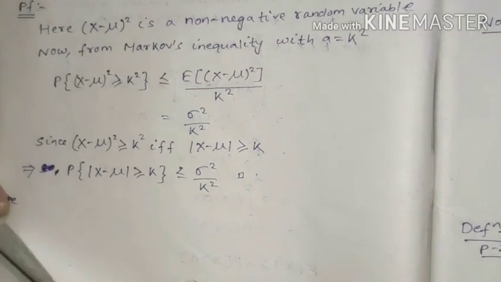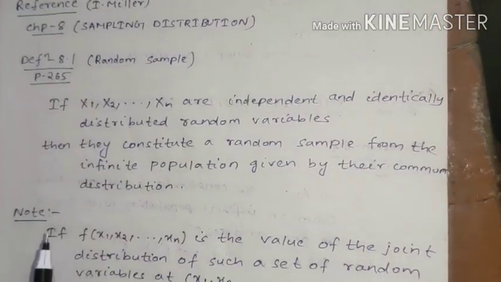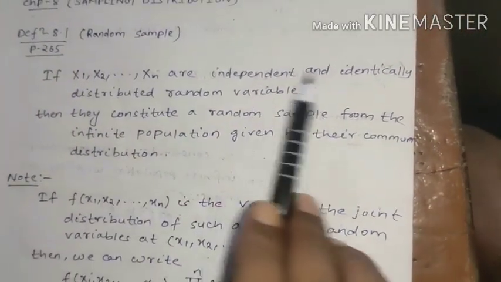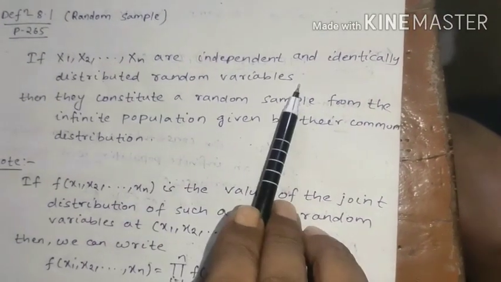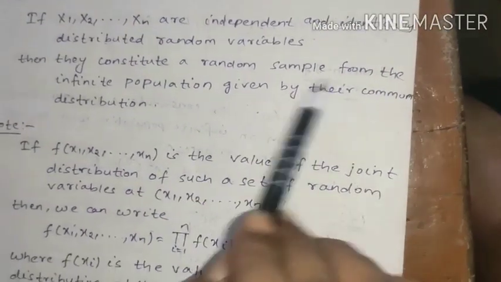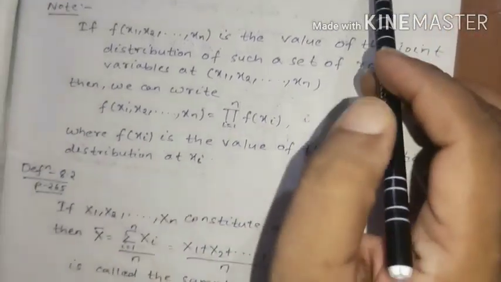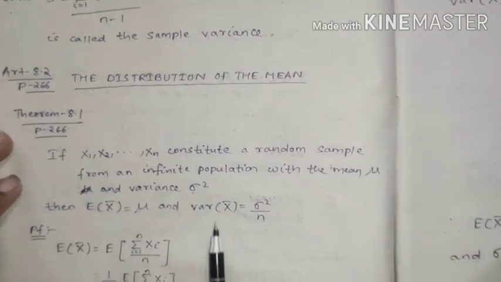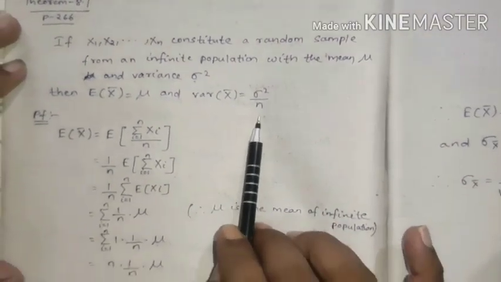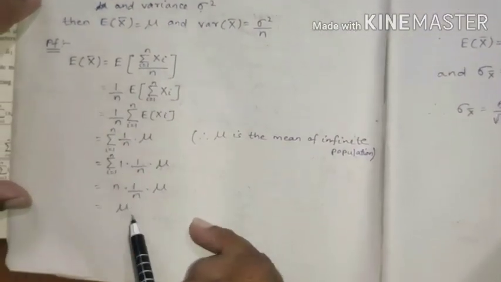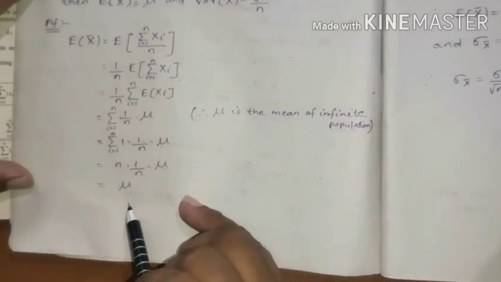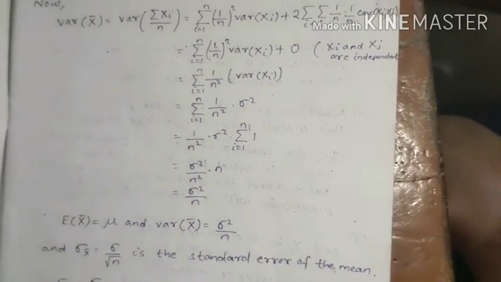and prove this. In the random sample, x1 are independent and identically distributed random variables, and we consider the random sample mean, which we have to find out from the population mean. So E of x bar is equal to mu and variance of x bar is equal to sigma square by n, and E of x bar equals mu square by n.